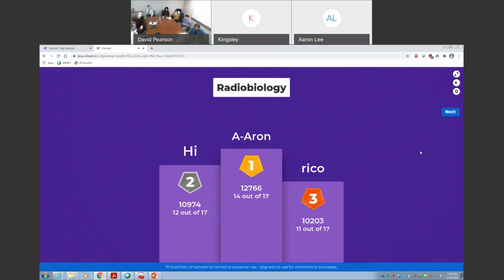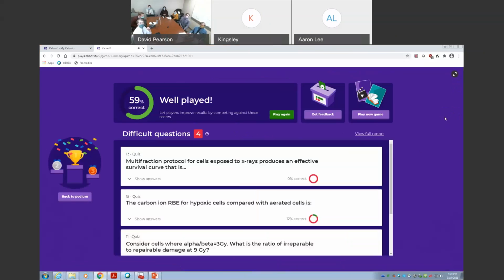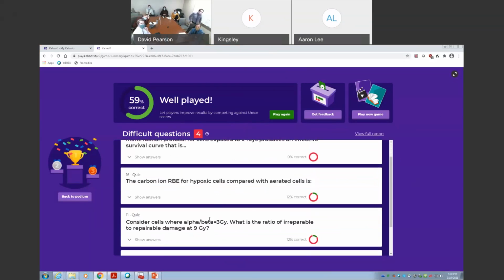Aaron, where did you learn radiobiology? It was East Carolina for a semester of nothing, and then to learn it myself being here. I think it also tells me how good I am at teaching afterwards, with the exception of that one question. 0% correct. So I had 4 difficult questions. Can we see the answer to that?